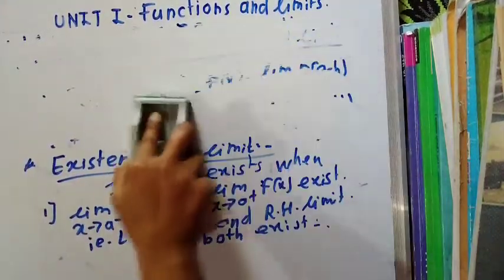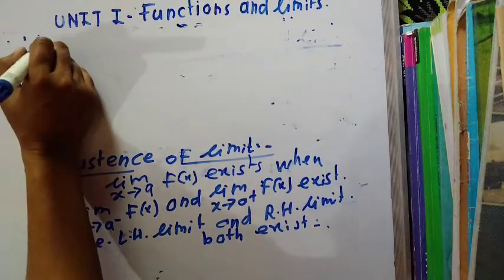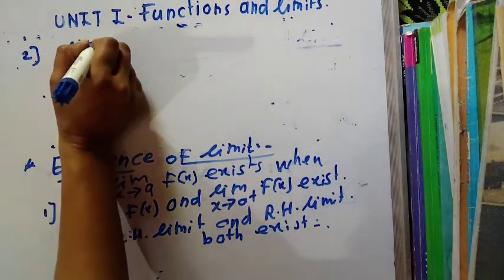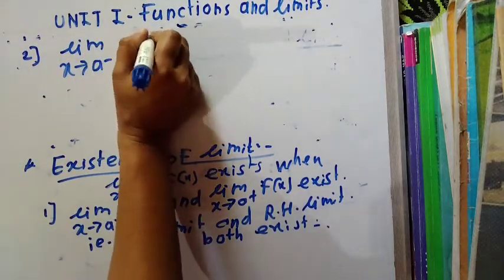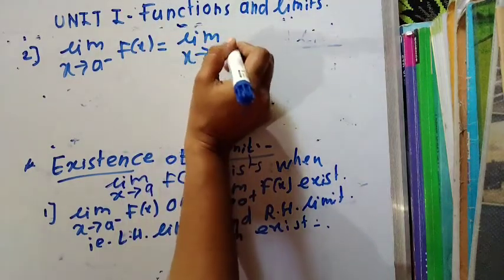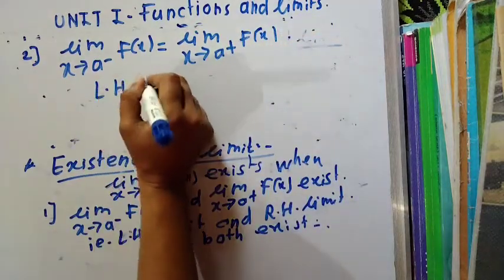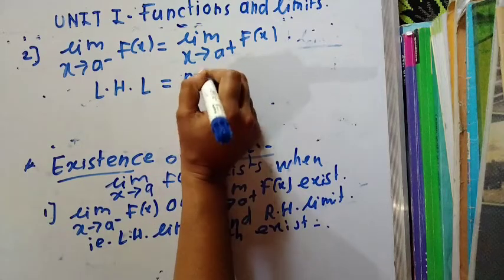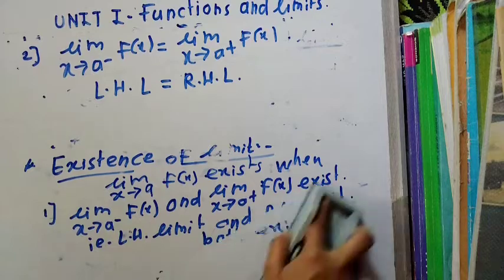Then second condition: limit x tends to a minus of f of x is equal to limit x tends to a plus of f of x, meaning left hand limit is equal to right hand limit. If this condition is satisfied, then the limit exists. Then next point.